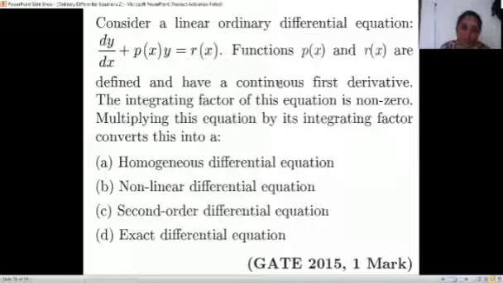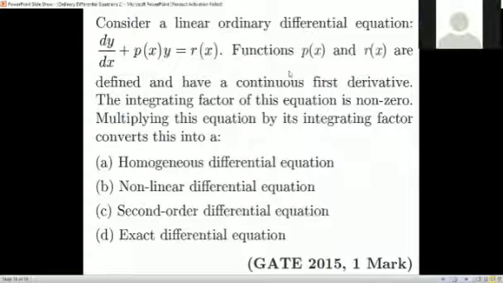After multiplying by its integrating factor, the equation converts into: homogeneous, nonlinear, second order differential, or exact. It is up to you. Just tell me the answer. What is the answer?